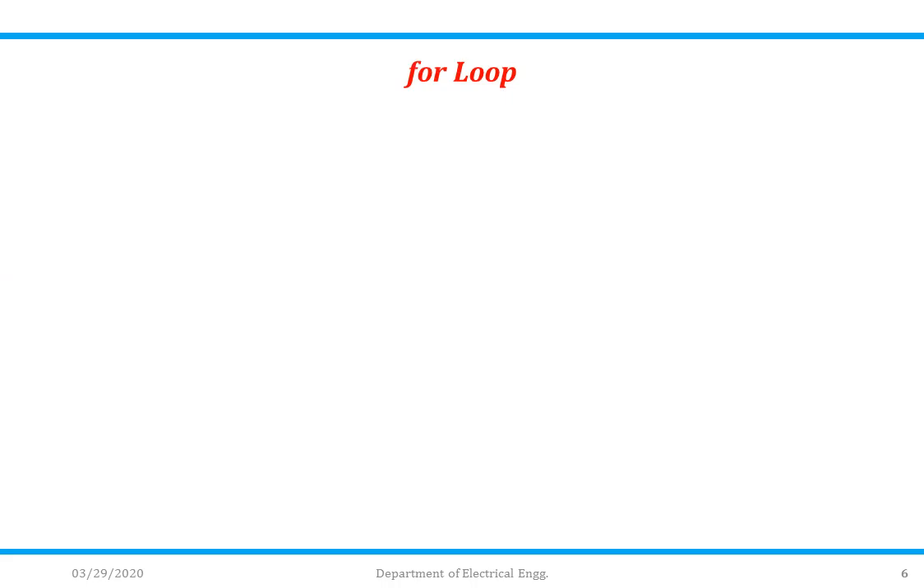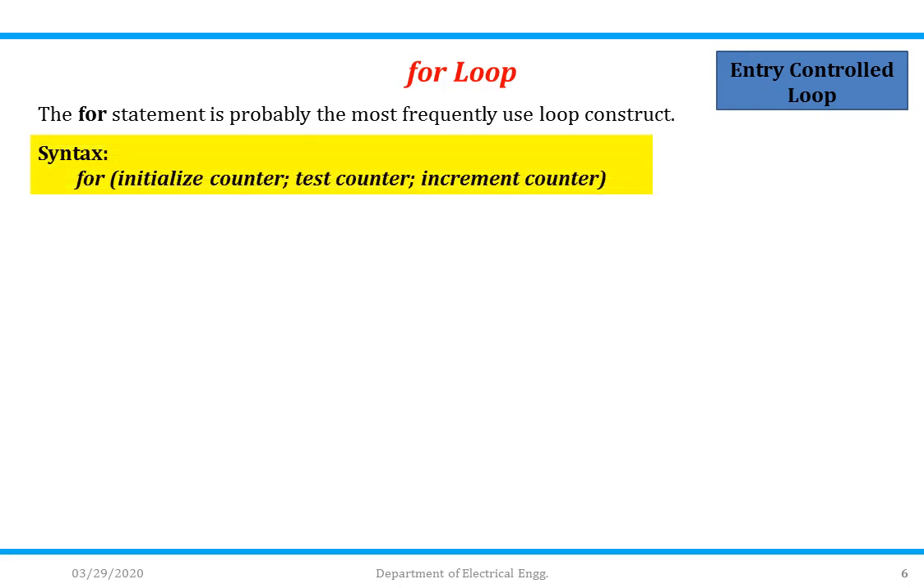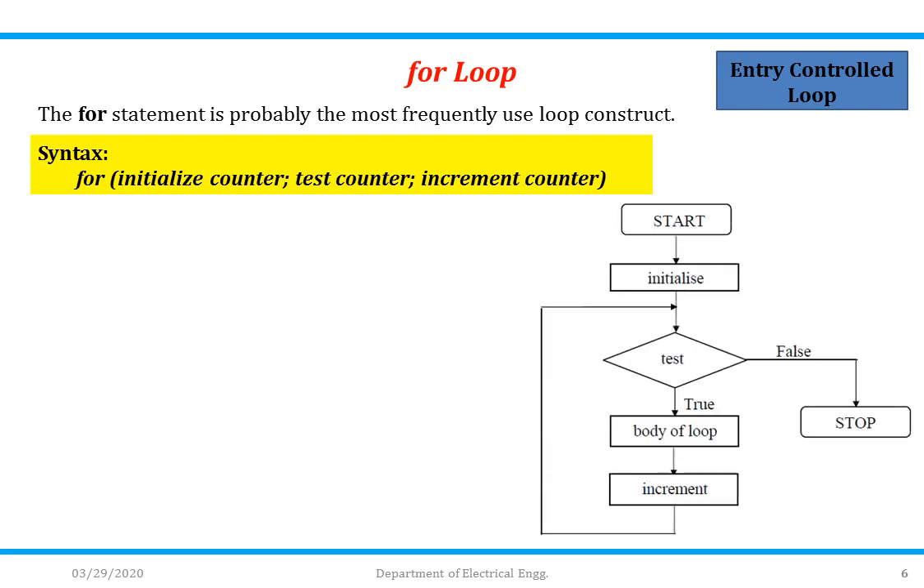Let's discuss the first loop, that is the for loop. As I discussed earlier, it is an entry control loop, which means it will check the condition first. The for statement is probably the most frequently used loop construct. The syntax for this is for, initialize the counter, semicolon, test the counter, semicolon, and increment the counter. This is the flowchart for the for loop. Let's take an example for the for loop so that we can easily understand this.